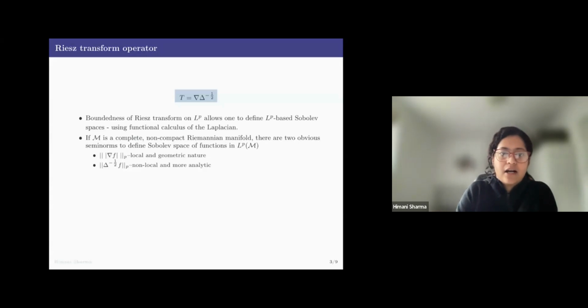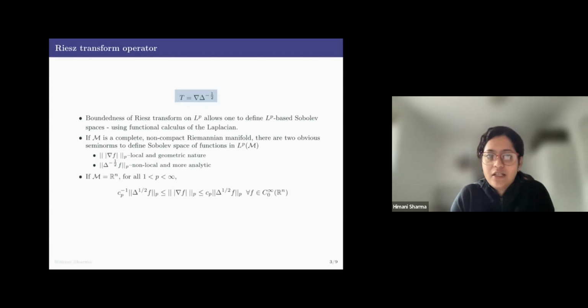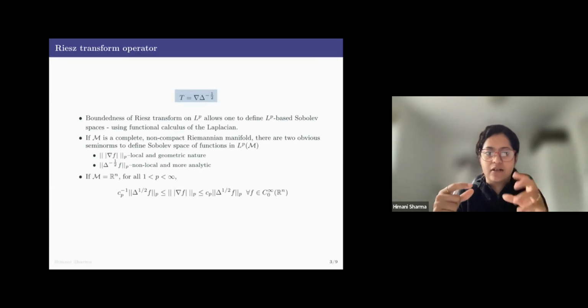Now, if we take M to be the Euclidean space, then we have an equivalence of these two seminorms for every f in the class C0 infinity, the smooth and compactly supported class.